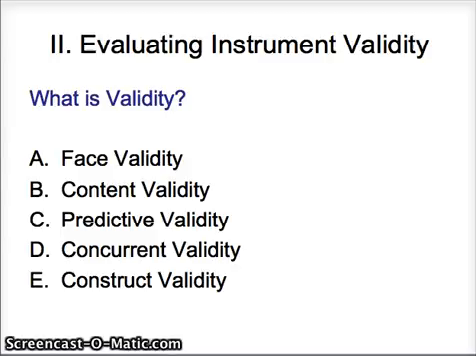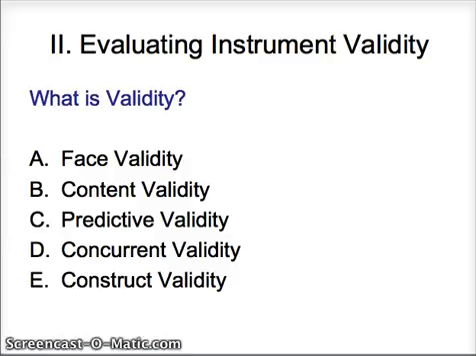Validity is basically the extent to which the measure measures what it says it will, the extent to which the measure measures and accurately performs the function that it is supposed to. There are 5 different kinds of validity that we will talk about in this lesson, although there are other forms of validity that you might encounter.